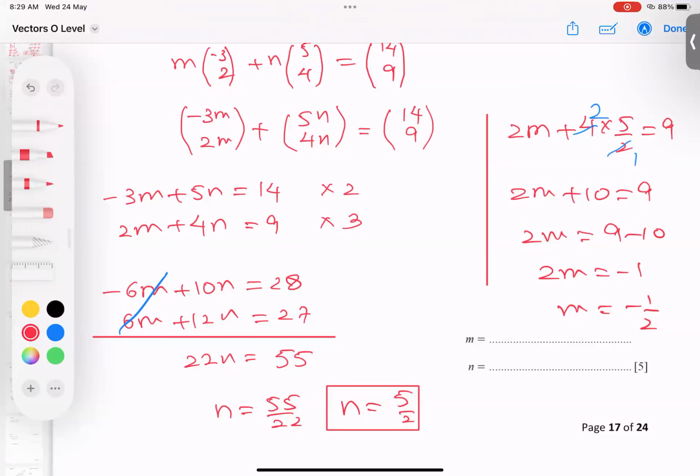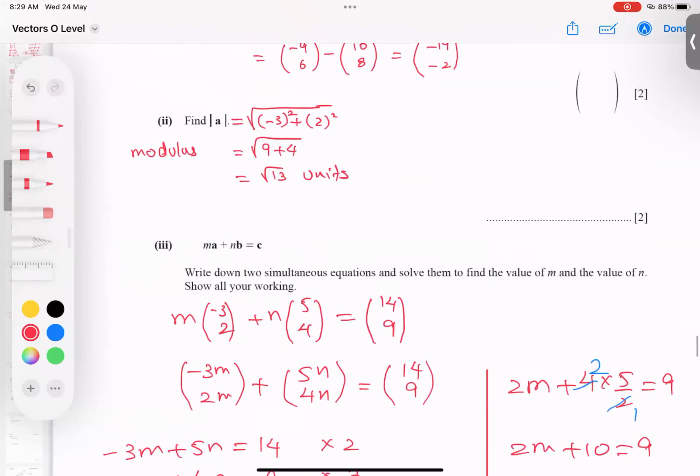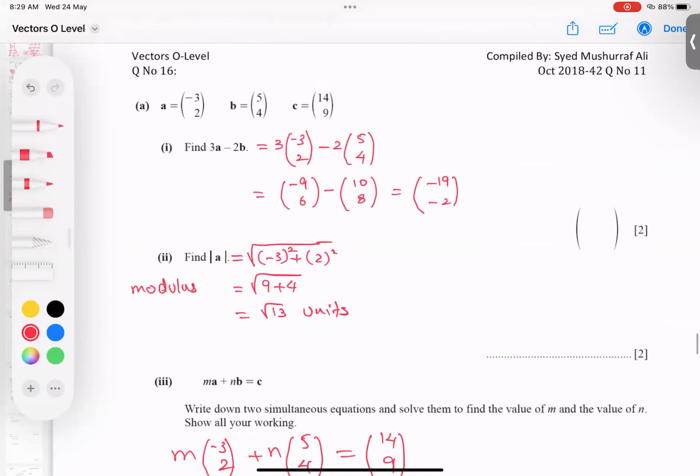Let's go for part number 2. Question number, next part.